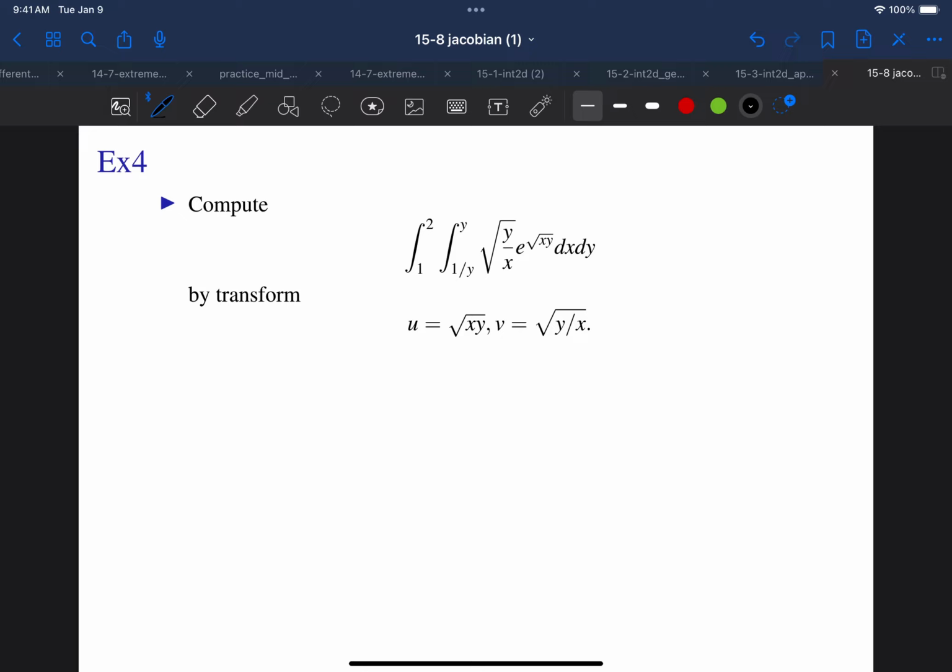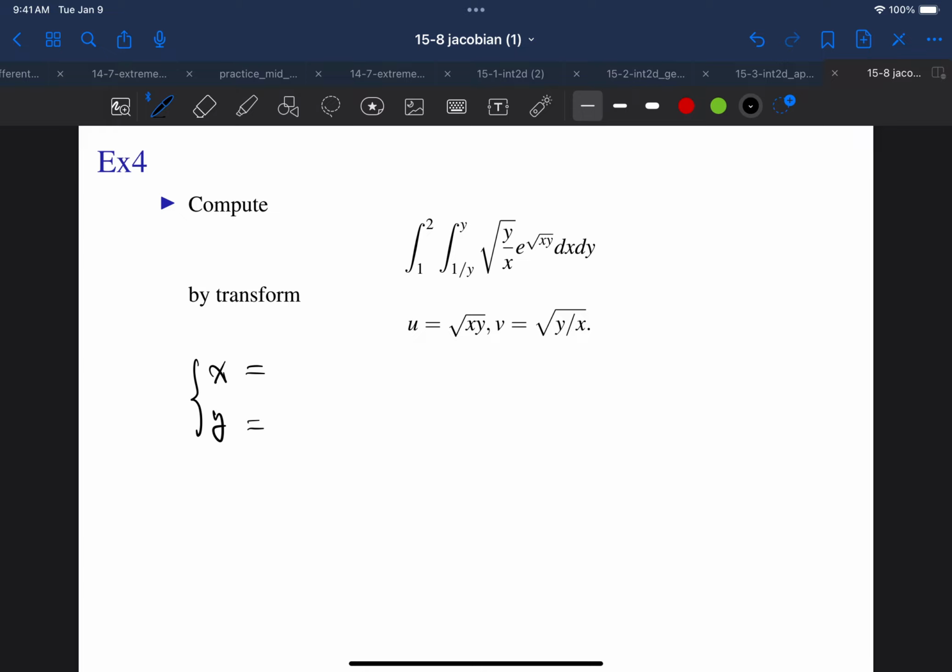The next example is a non-trivial problem. So we have a double integral in the xy coordinate system, and we want to use the UV plane, which is giving the transform or substitution rule. To do that, we first need to solve for what x and y are in terms of u and v.